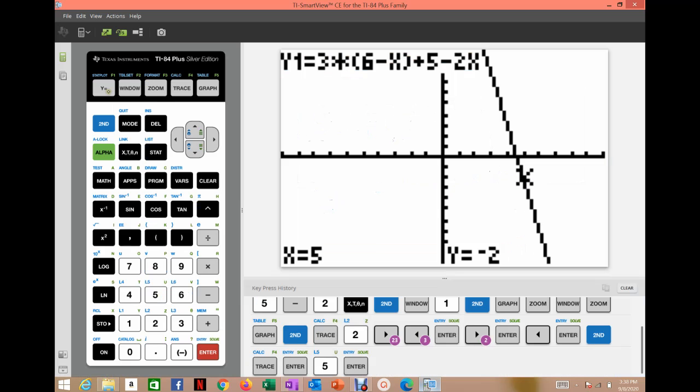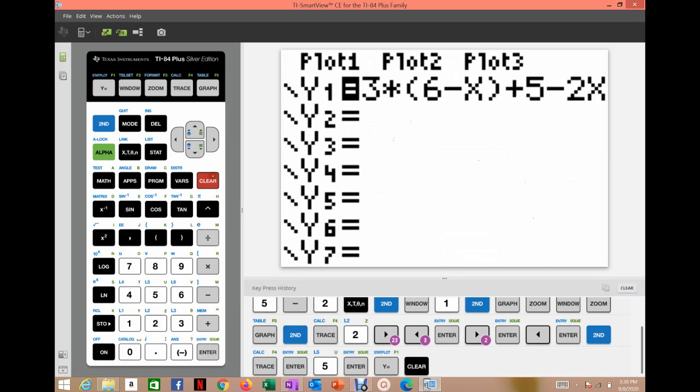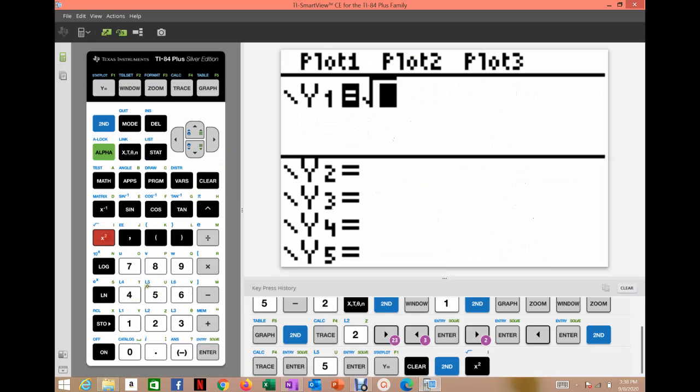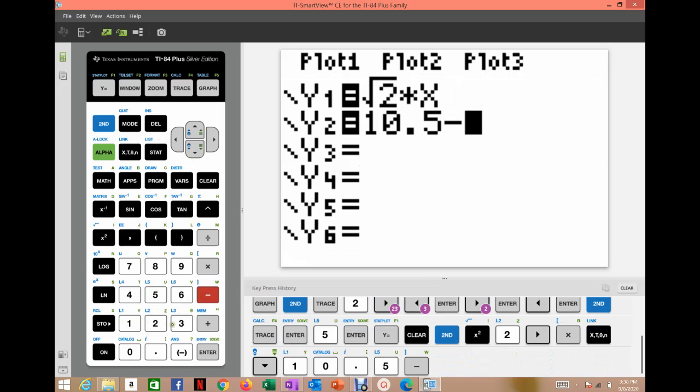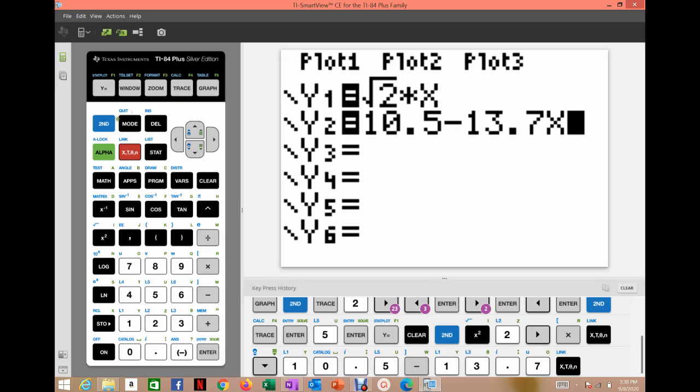So I'm going to go to my calculator, clear out what I have in here. In y1, it's going to be the square root of 2. Then I'm going to hit over, so I'm not under the square root of 2 anymore, times x, because x is outside of the root. And then the second function was 10.5 minus 13.7x.